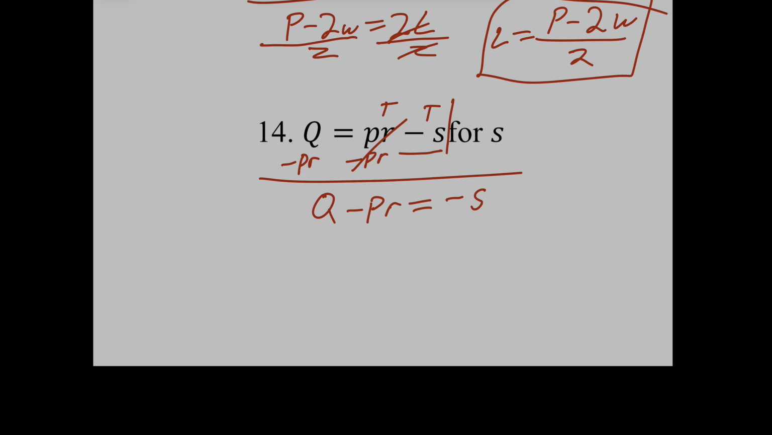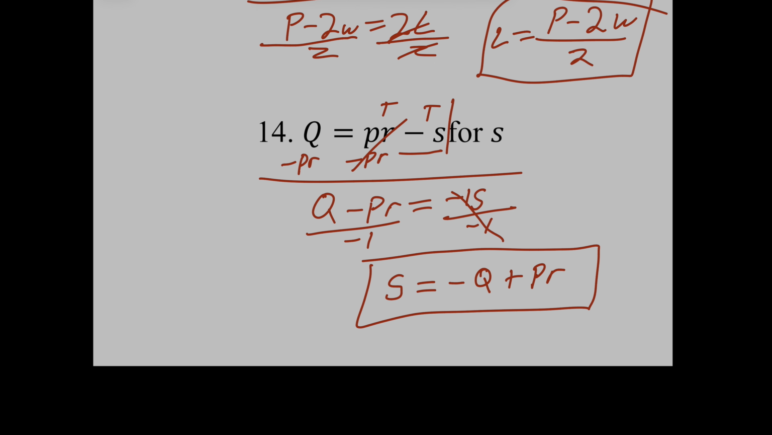Well, I don't want to solve for negative S. I want to solve for S. Well, remember, that's like a negative 1 over S. So what do I divide by? A negative 1. All of them. And now here's what I get. S equals. Now, when you divide by a negative 1, all you do is change their signs. So what's Q divided by negative 1? It's negative Q. And what's negative PR divided by negative 1? Plus PR. And that, my friends, is your answer.